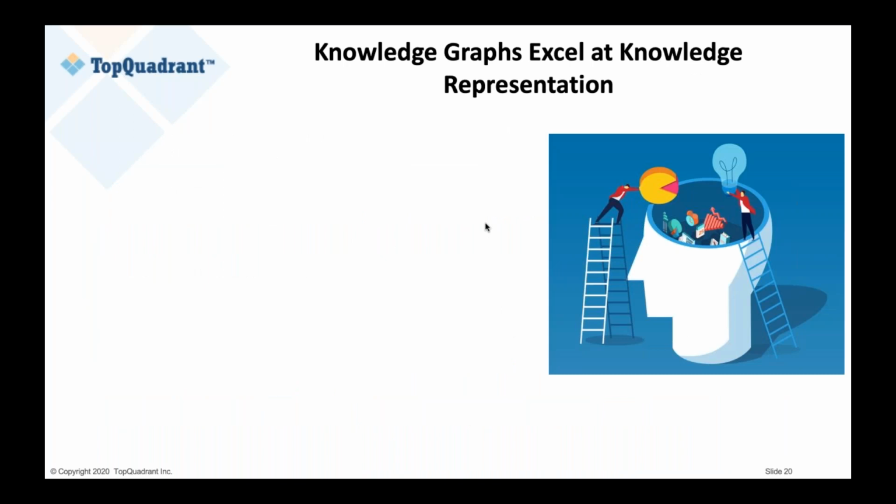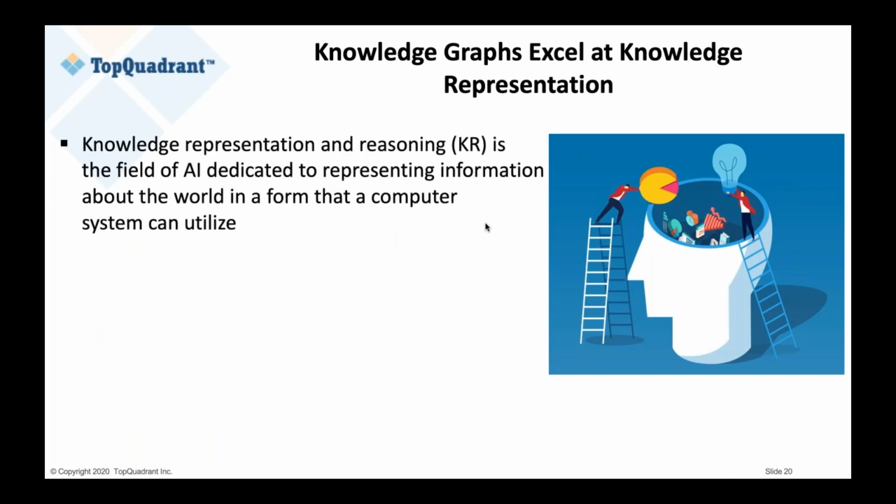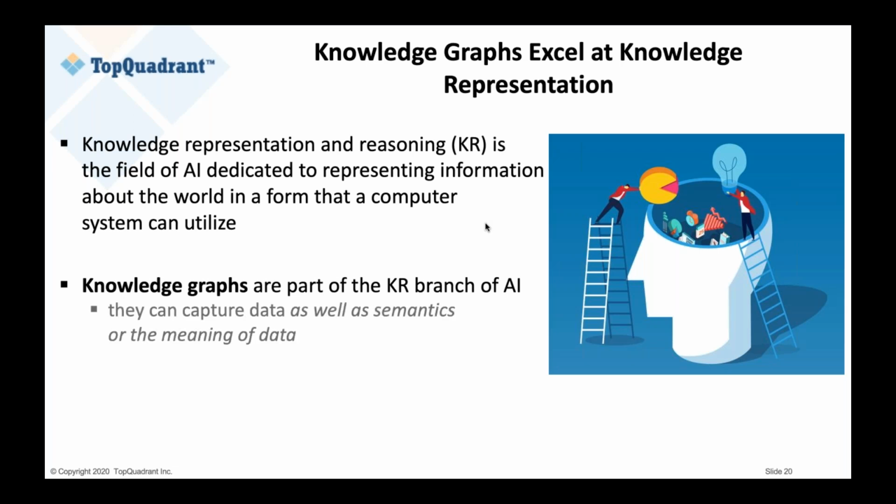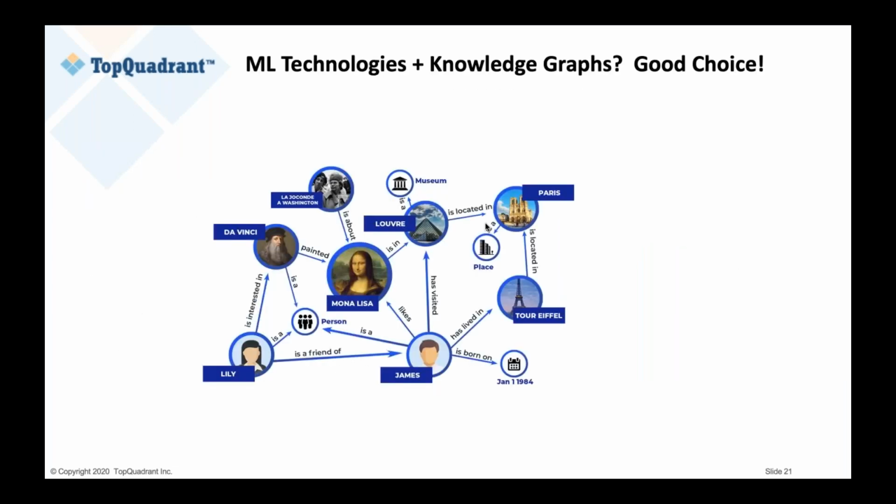And knowledge graphs are a natural enhancer and combination for machine learning, because that's exactly what they excel at. They excel at representing knowledge. In fact, knowledge graphs are part of AI technologies, and specifically the field of AI that's dedicated to expert systems, knowledge representation, etc. The strong part of knowledge graphs is that they can capture semantics, or the meaning of data, which is what the machine learning approaches are weak on. So that's important in terms of being able to combine them together and solve problems in a more reliable way. A good combination, a good choice.